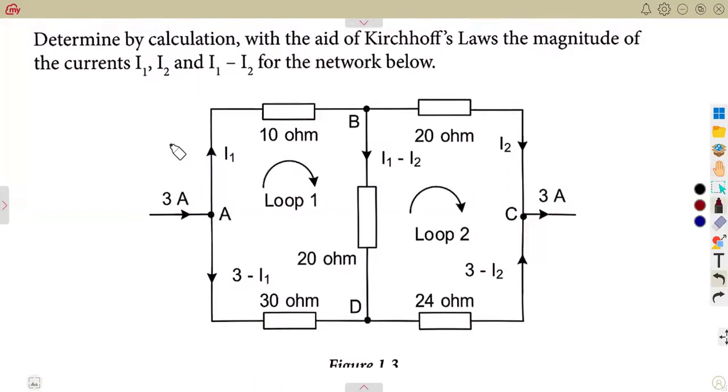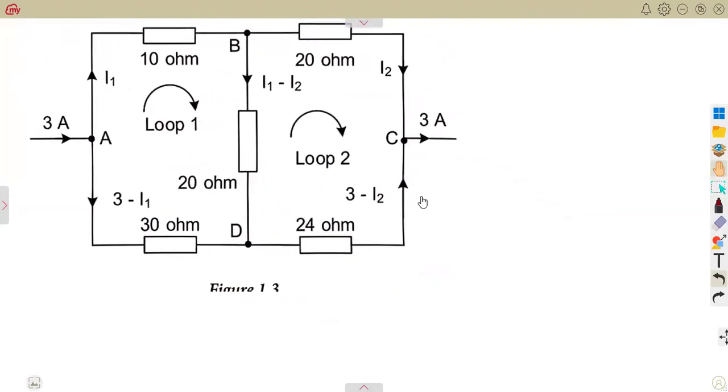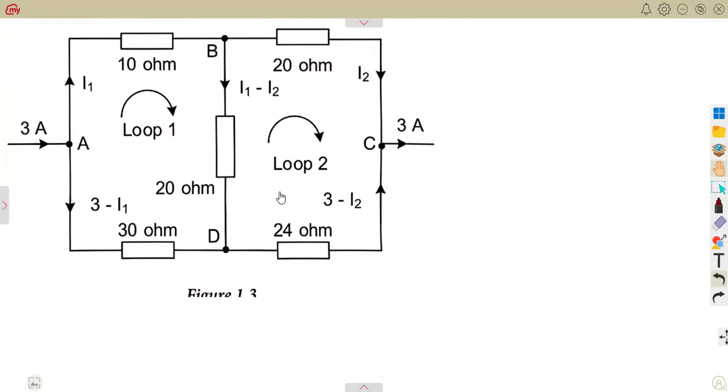We're just given the currents determined by calculation with the aid of Kirchhoff's laws: the magnitude of current 1, current 2, and I1 minus I2. In the simplification, these textbooks present things differently, but in this case there's nothing different. Notice the currents, and use the way they are given on that diagram so that you do not fall into any temptation of answering your questions wrongly. Follow the way that you're given.